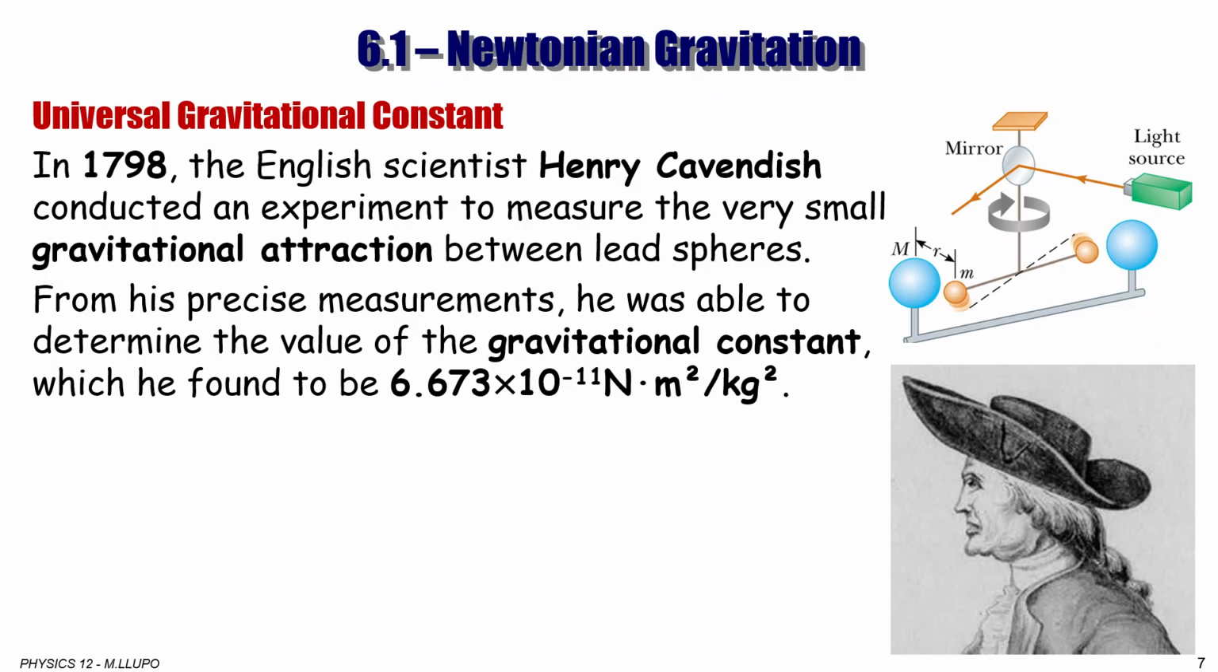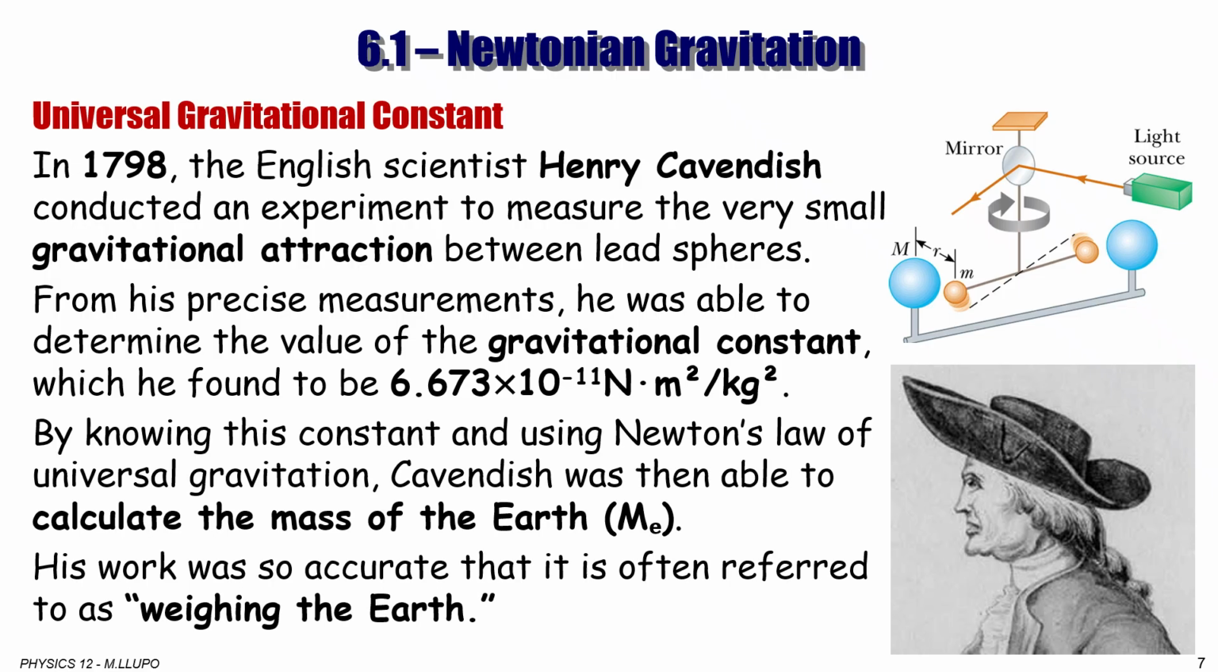From this precise measurement, he was able to determine the value of the gravitational constant, which he found to be 6.673 times 10 to the power of negative 11 newton meter squared over kilogram squared. By knowing this constant and using Newton's law of universal gravitation formula, Cavendish was then able to calculate the mass of the Earth.